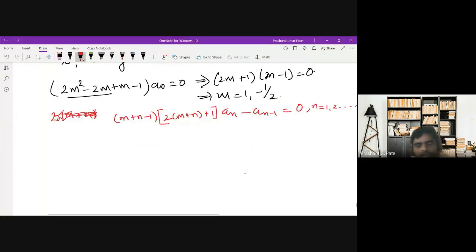Now we have to calculate the two independent solutions. Since m1 minus m2, where m1 is 1 and m2 is minus 1 by 2, is not an integer.